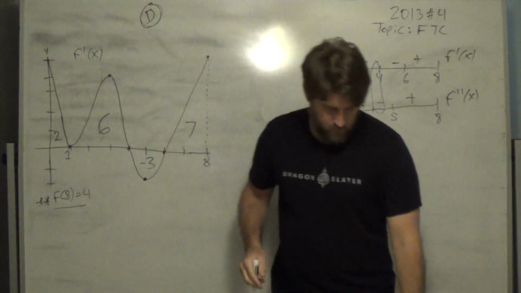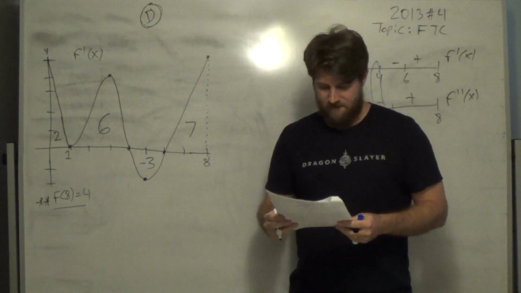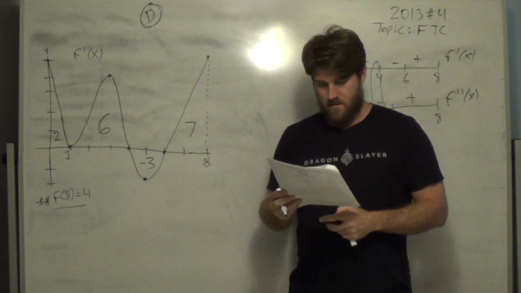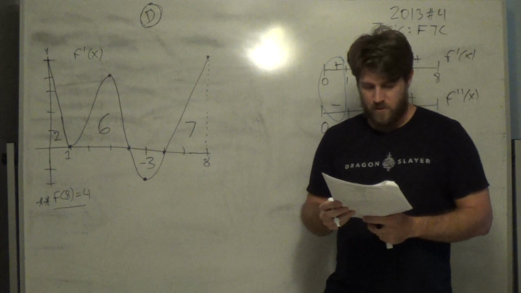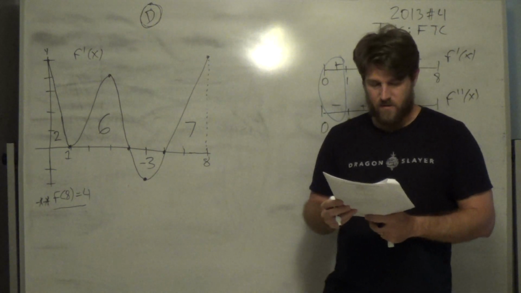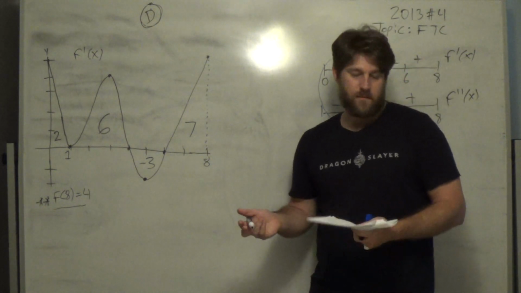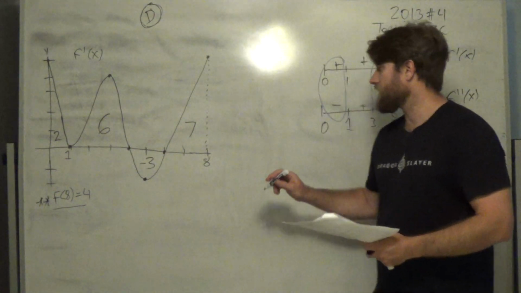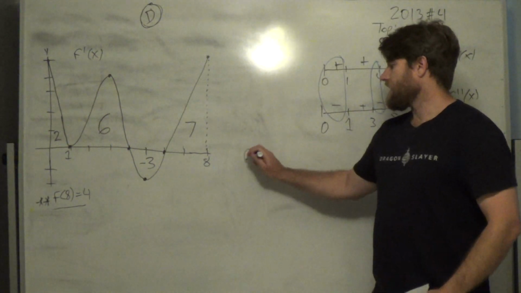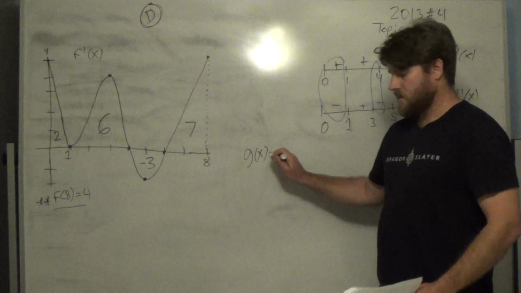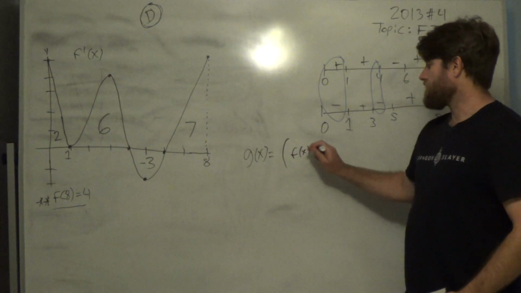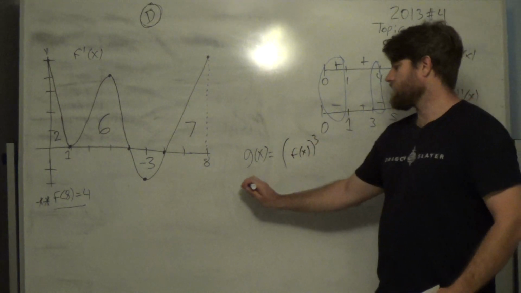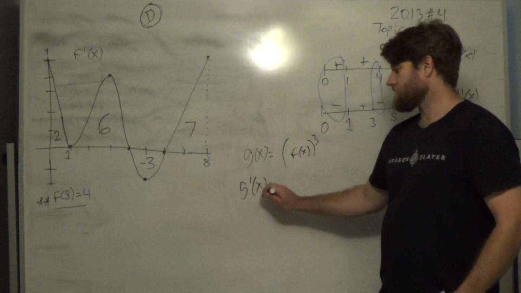All right, part D, if f of 3 equals negative 5 over 2, find the slope of the tangent line to the graph of g. All right, slope of the tangent line comes from the derivative. So let's look at what they gave us. They gave us g of x equals f of x to the third, and we would need to know what is g prime x.